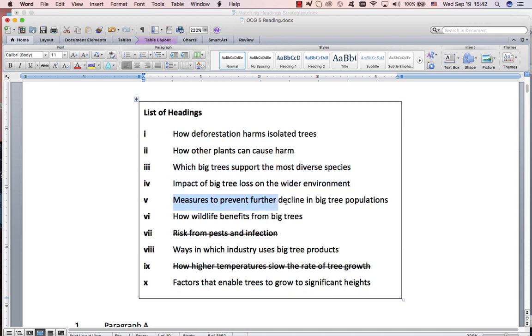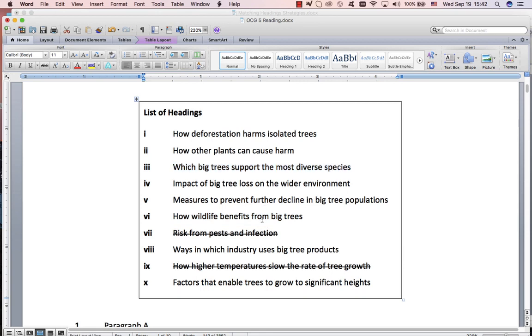Negative. Measures, this is neutral. It's not positive or negative. It's just ways. Benefits, wildlife, animals. I like that. Again, ways. It's not positive or negative. It's neutral. That's positive, but I didn't see anything about significant heights. I like these 2. That one and that one.